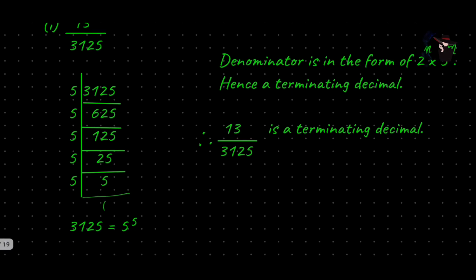So the factorization we got here is 5 into 5 into 5 into 5 into 5. How many 5s do we have? 1, 2, 3, 4, 5, which is in the form of 5 power 5. Yes, it is in the form of 5 power m. The denominator is in the form of 2 power n and 5 power m. It is a terminating decimal. Next question.